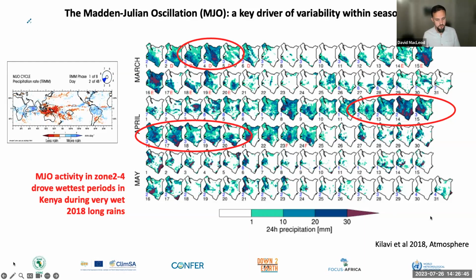So the MJO, in the same way as the IOD and ENSO, is no guarantee. When you say that El Niño is happening, it's no guarantee that it will be wet. When there's an MJO in zone 3, there's no guarantee that week will be wet. But it's shifting the risk, it's shifting the odds. And that's what we're talking about here. We're forecasting, and we can never give a definitive 100% prediction, but we can say something about how likely an event is given certain conditions.